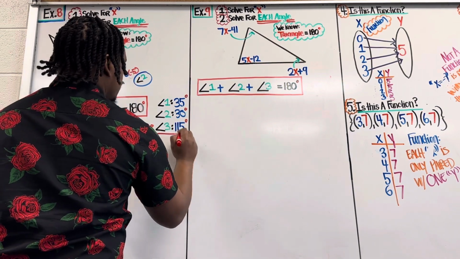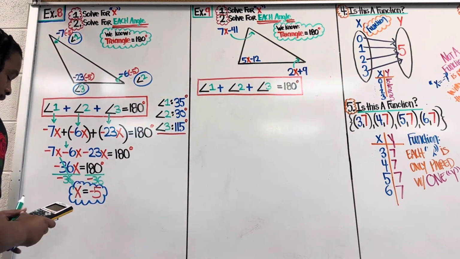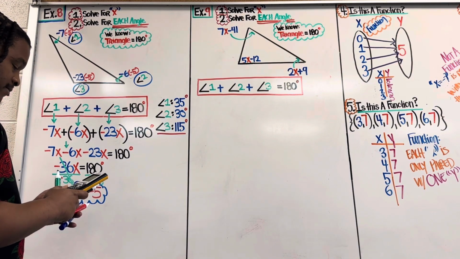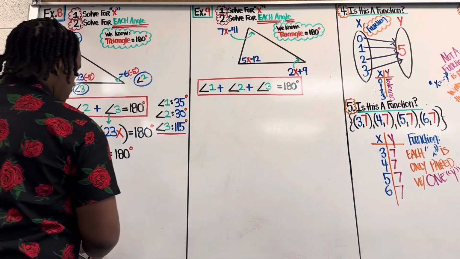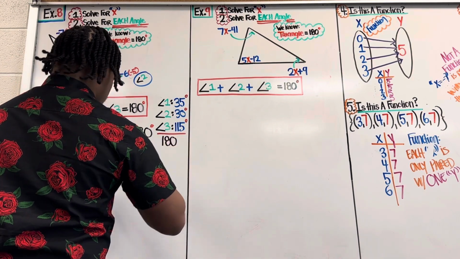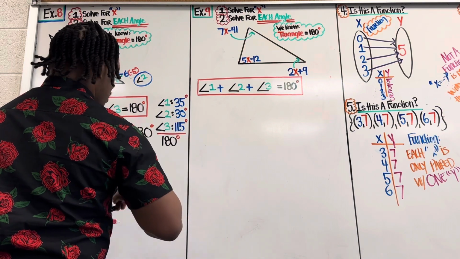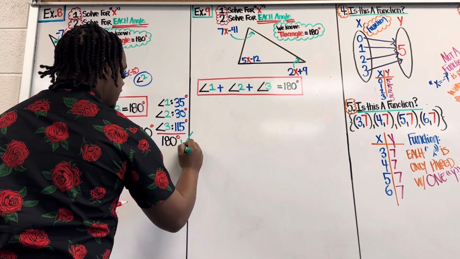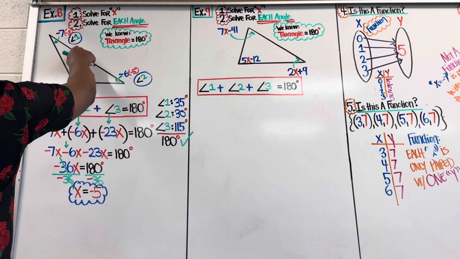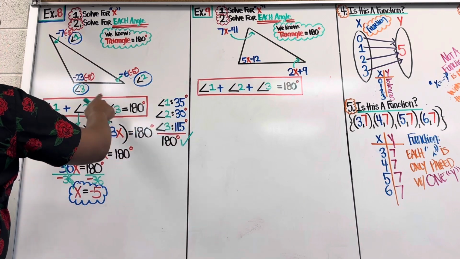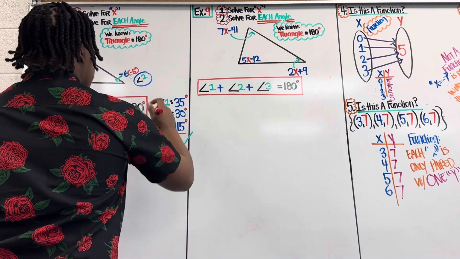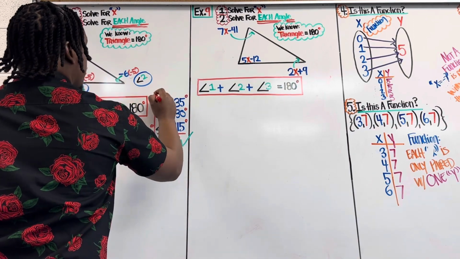And we know this is true if all of these add up to 180. So I'm gonna add them up just to make sure. 35 plus 30 plus 115 equals 180 degrees. So we have successfully found the measurements of each interior angle. Once again, angle 1 is 35 degrees, angle 2 is 30 degrees, and angle 3 is 115 degrees. These are our answers.